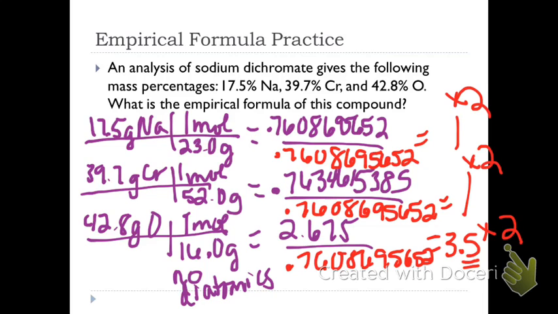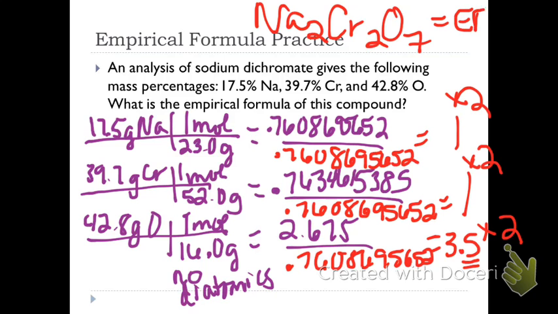When you multiply them all by 2, the very first line was all for sodium. You now have 2 sodiums. The second line was for chromium. You now have 2 chromiums. And the last line of work was for oxygen. 3.5 times 2 is 7, and this is your empirical formula.